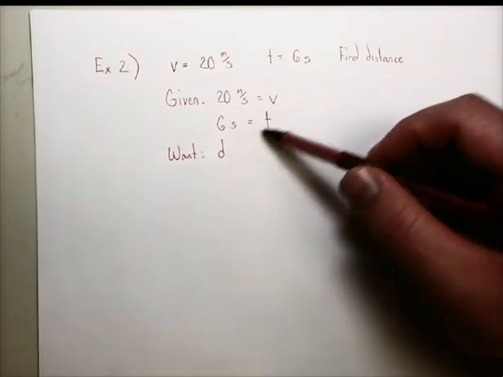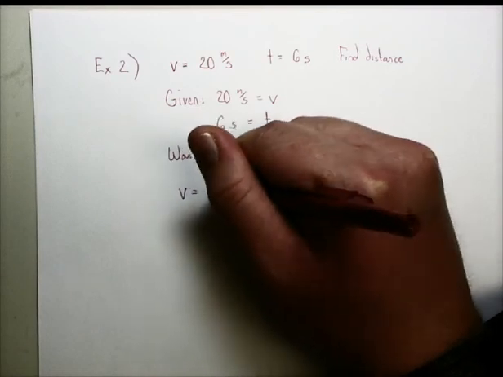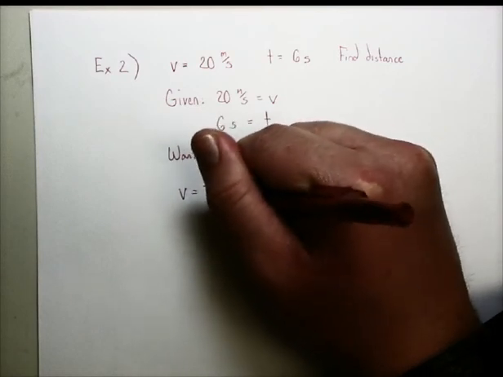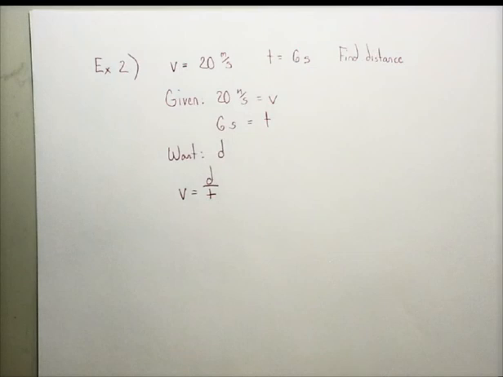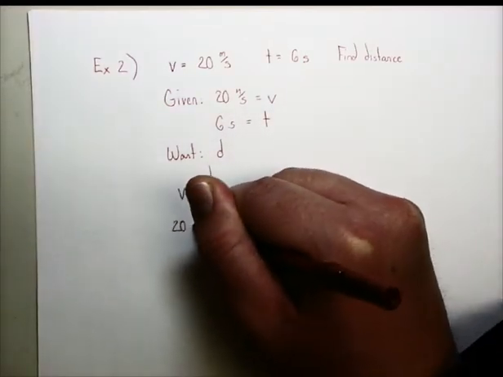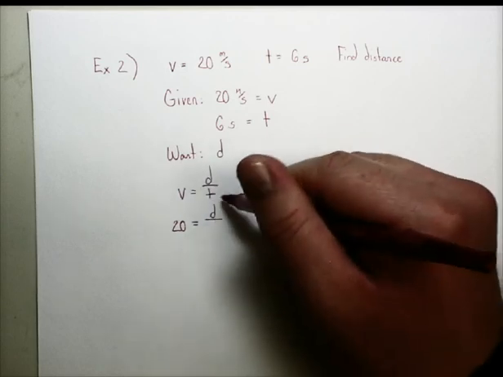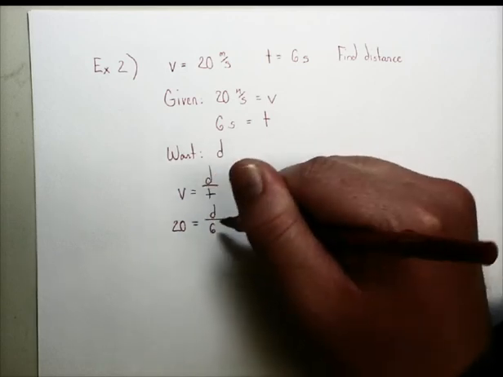We want an equation with v, t, and d. That would be our speed equation. Distance divided by time. And now I'm back to the point where I'm plugging in numbers. Now here's a case where I think plugging in the units might actually confuse you. You can if you want to, and I'll show you what that looks like down below, but for now let's go without them. Our speed is 20. Our distance we don't know, so we leave it as a variable, and our time is 6.